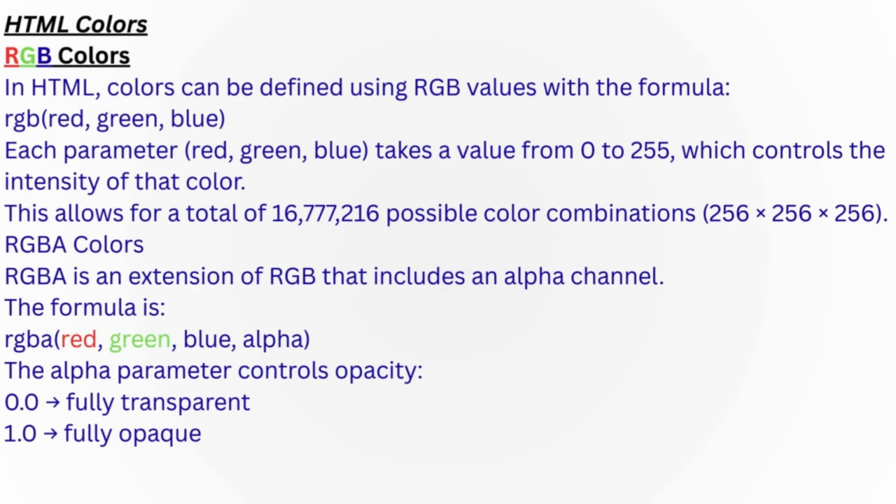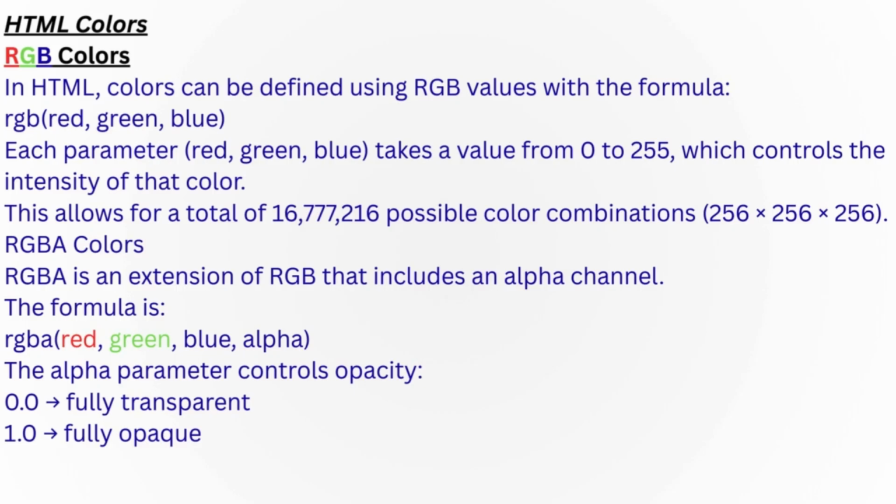Now let's move to HTML colors. In three ways we can add colors in HTML. The first one is RGB colors. In HTML, colors can be defined using RGB values with the formula RGB, red, green, blue in brackets. Each parameter takes a value from 0 to 255, which controls the intensity of that color.